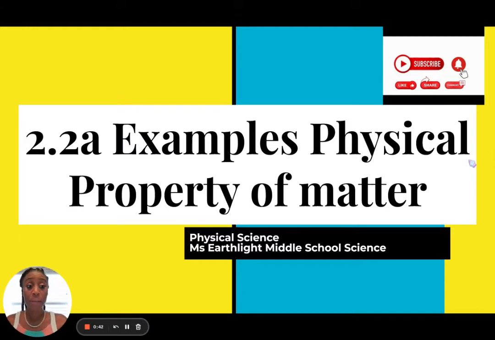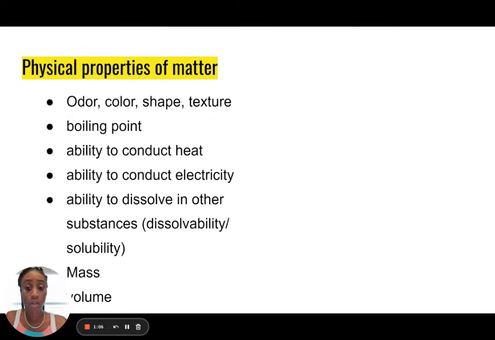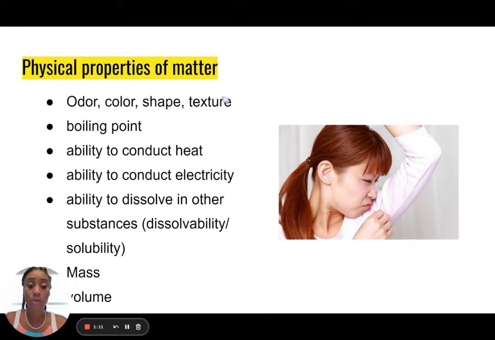As we said before I move on, physical properties are those properties that can be measured and observed, right? So you measure them and you observe them without changing the identity of that object. So you're able to just look at it. Let's go on and look at some examples. Right. So some examples that we talked about was the odor of something. Here we have the lady sniffing her armpits. So the odor, the color of her shirt is pink, the shape of something, the texture of something. Those are examples of physical property.